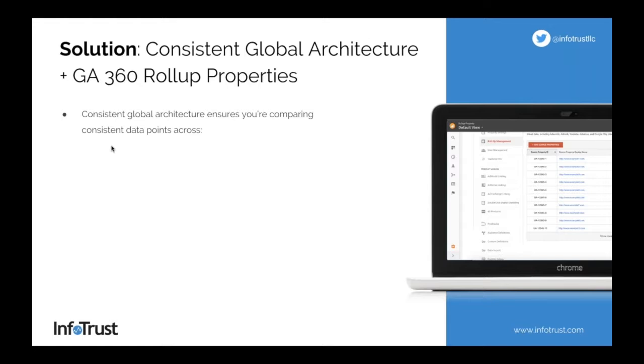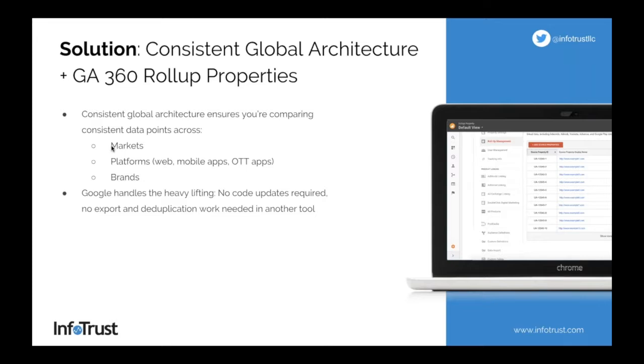We just talked about that, but across all these data points, so markets, platforms, brands, and really the benefit here, especially with GA360, is these roll-up properties specifically, Google's going to handle that actual heavy lifting. There's no code updates required. You don't have to export any of that data. No duplication work is needed in another tool. It's very quick and easy to get set up, and you have this enterprise level reporting to be able to pull this information. You can also connect these roll-up properties to additional tools like Tableau, Data Studio, Domo, your internal database, wherever you need to send that data and do some reporting on it, or some visualizations, you can do that. It's very easy.